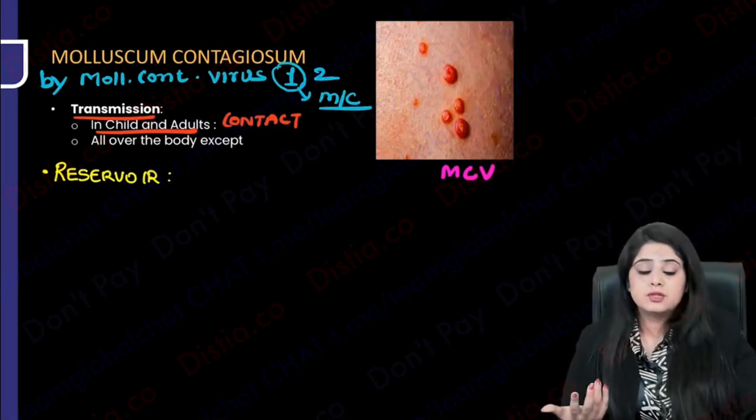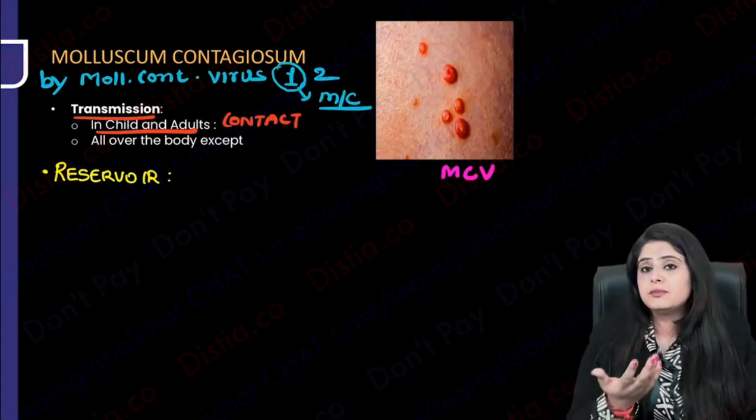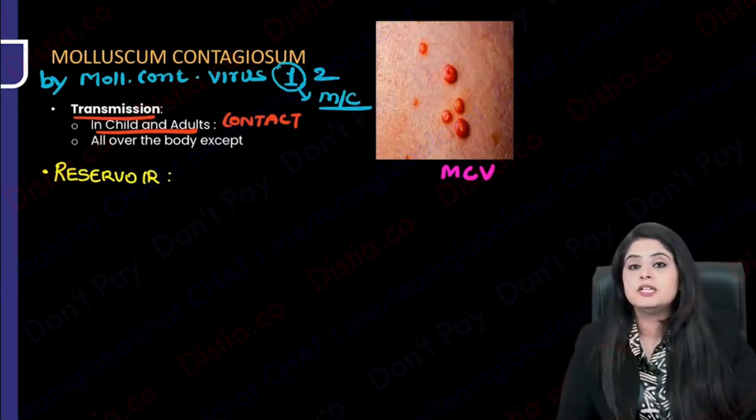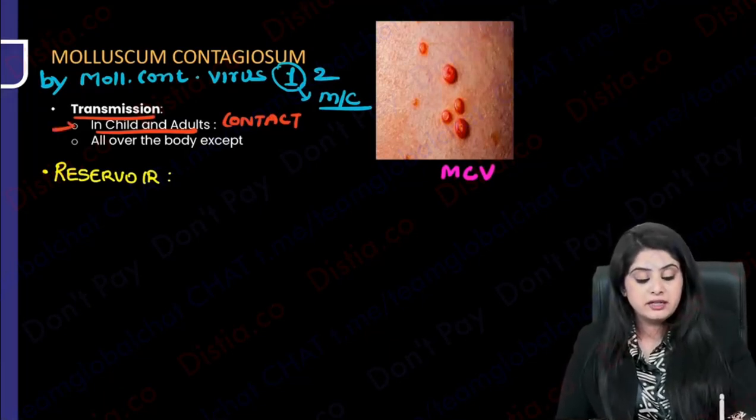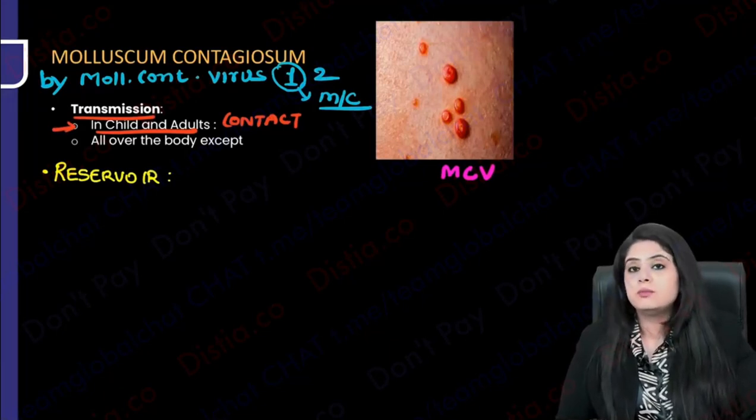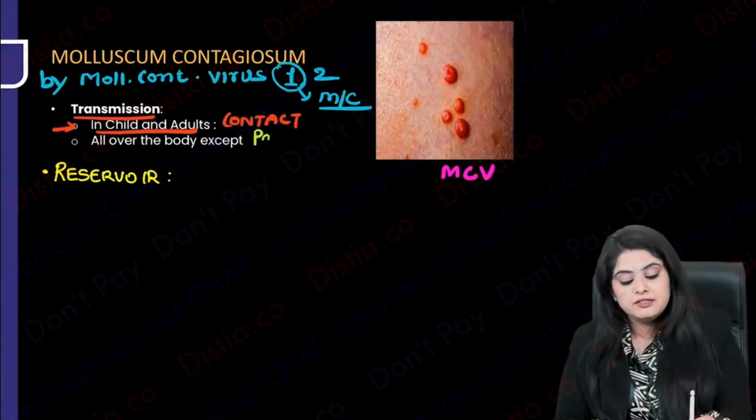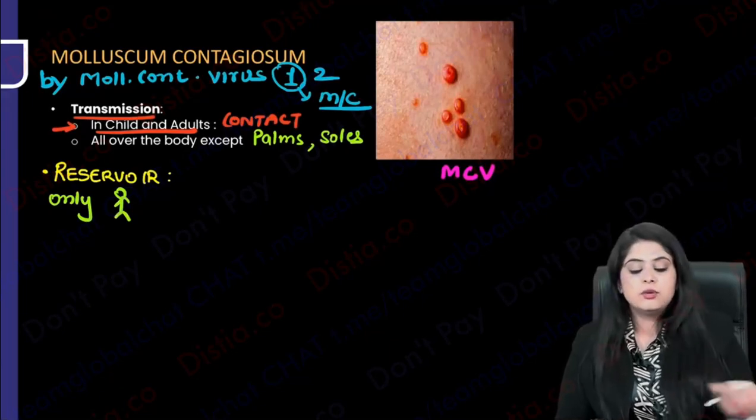Just wanted to share with you because this needs a lot of caution amongst women, at least. Girls should always be very cautious about where they are getting anything done. So contact is one mode of spreading molluscum, but it can occur all over the body. The lesions will be seen all over the body except the palms and soles. Who is the reservoir? Only humans are the reservoirs. Okay, so this was about its epidemiology.